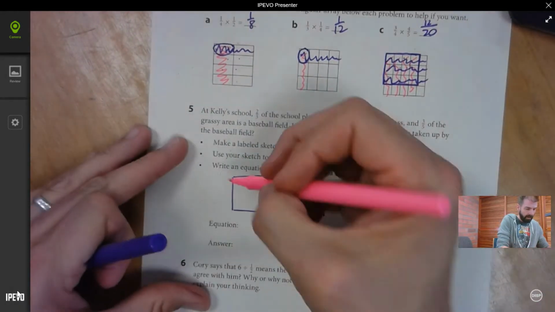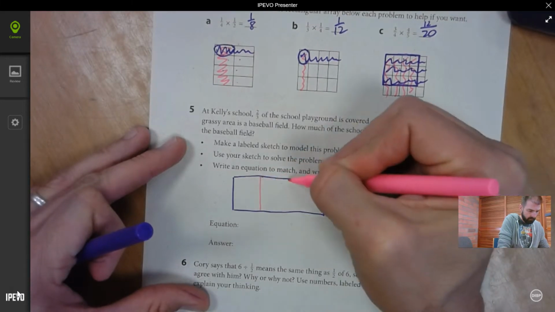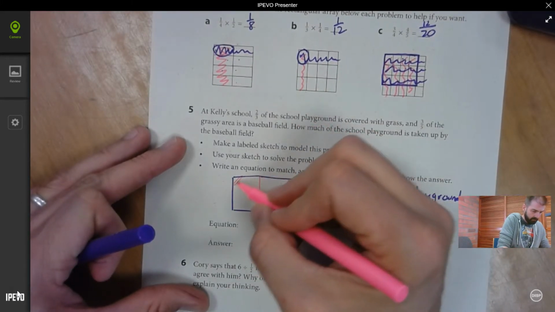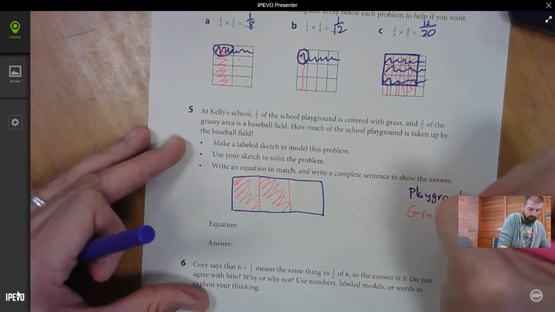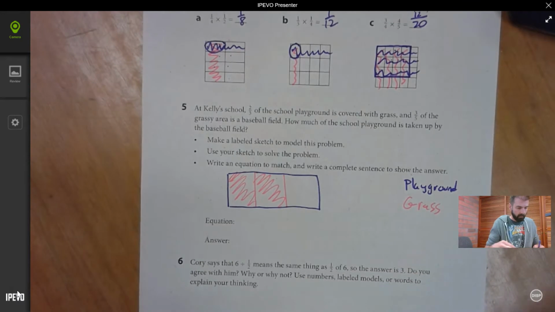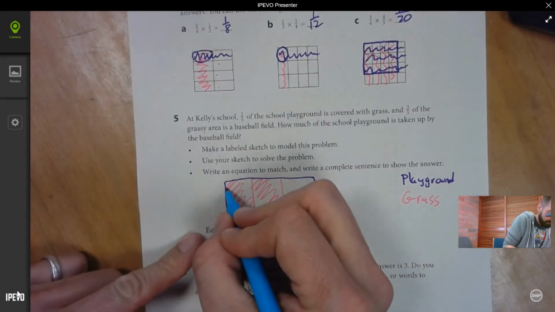Two-thirds is grass. Three-fifths of the grass is baseball.